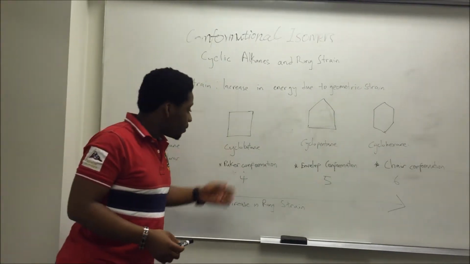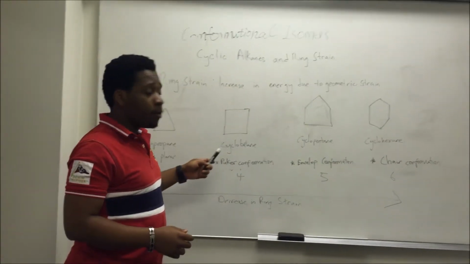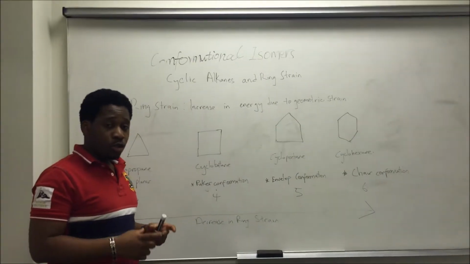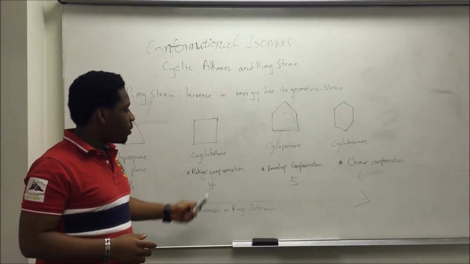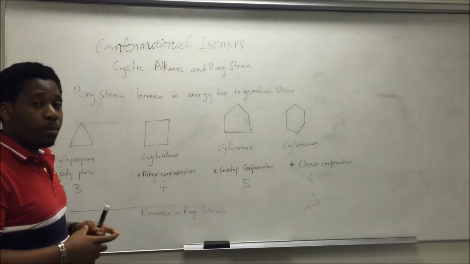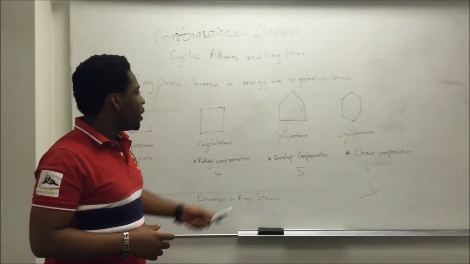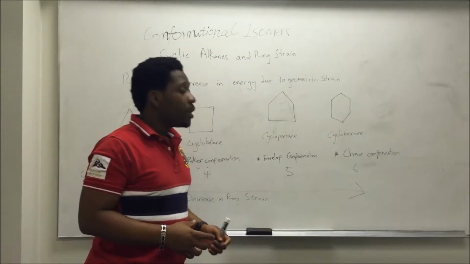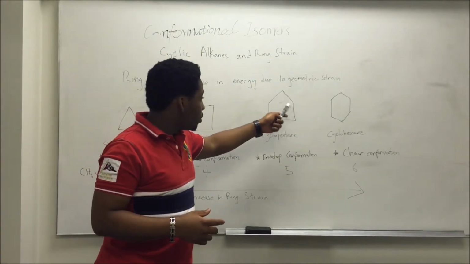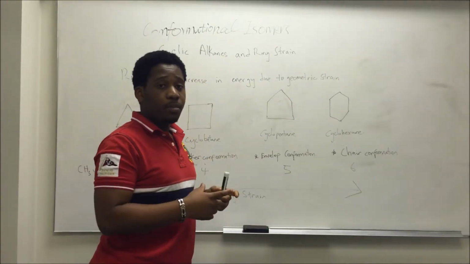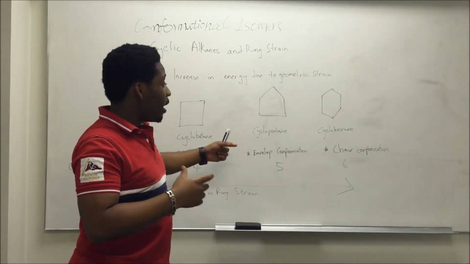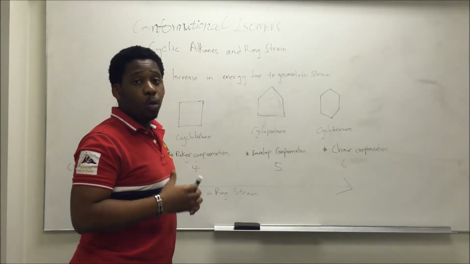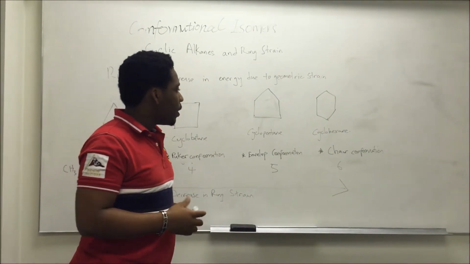But cyclobutane, because of its geometry, can actually reduce its strain by forming a puckered conformation, and this helps reduce its ring strain. For cyclopentane, 4 carbon atoms are in the same plane, but the 5th one is in a different plane. This forms an envelope conformation, which also reduces strain.